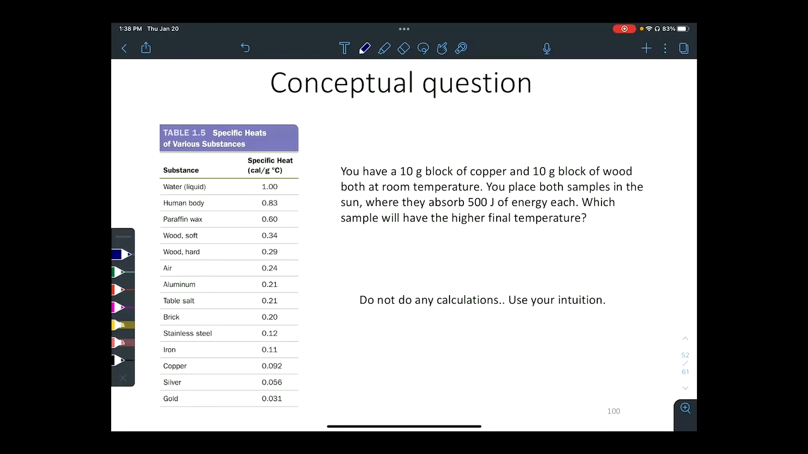Okay, so this conceptual question, you don't have to calculate anything. Imagine we have a 10-gram block of copper and a 10-gram block of wood. We supply the same amount of heat to both of those blocks. Let's say they're at room temperature initially. Which one will have the higher final temperature? Don't calculate anything. If we have a piece of copper and a piece of wood, which one will end up at a higher temperature?